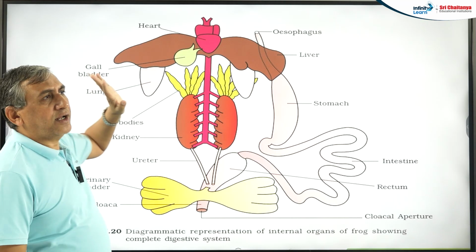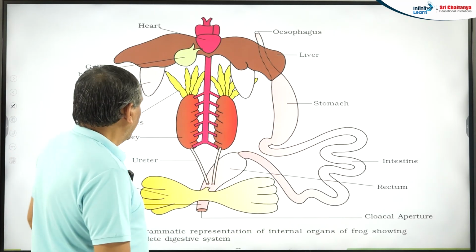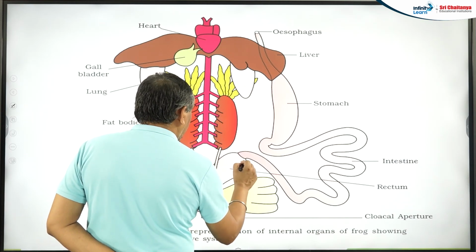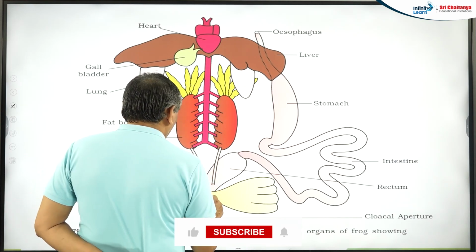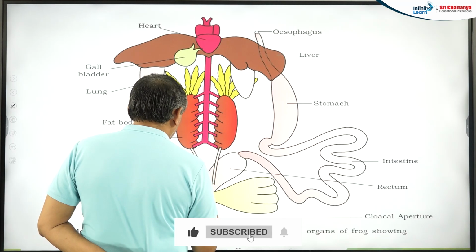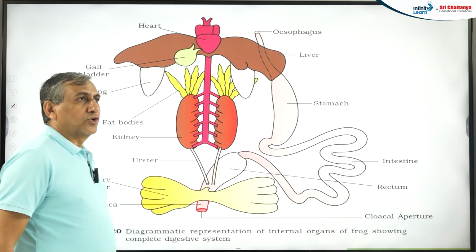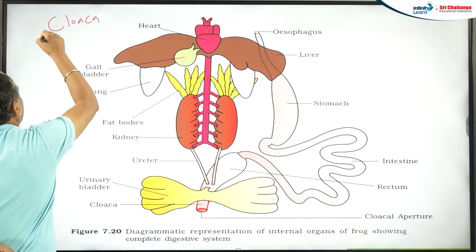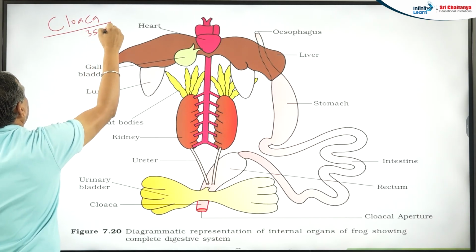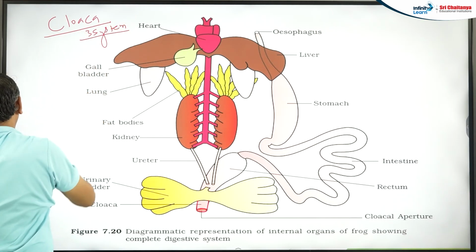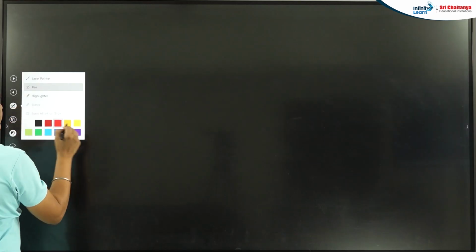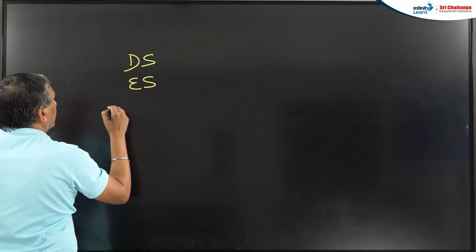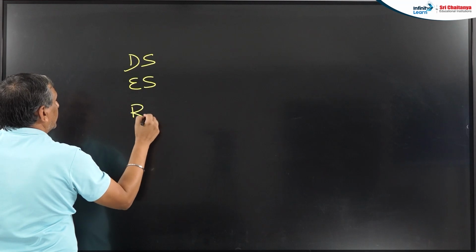Now see this diagram very carefully. In frog, there is a common chamber. That common chamber is known as the cloaca. Cloaca is a common chamber for three systems. What are the three systems? First system, that is the digestive system. Second system, that is the excretory system. And third one, that is the reproductive system.